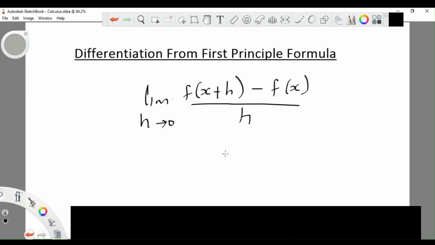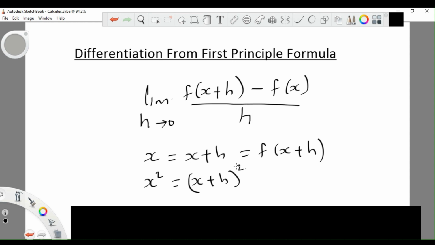And please, one thing you must note here is that anywhere you see x in the function, x is the same as x plus h. This f of x plus h is equal to f of x plus h. So what we do is substitute this part of the equation into this. If, for example, we have x squared, it becomes x plus h all squared. If, for example, we have 2x, 2x becomes 2, open bracket, the x becomes x plus h. This is equal to this.